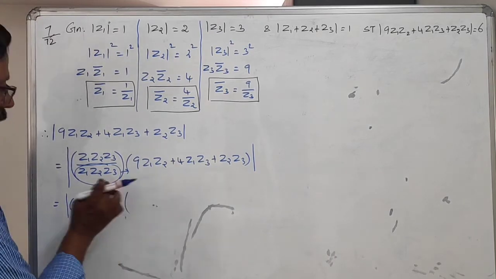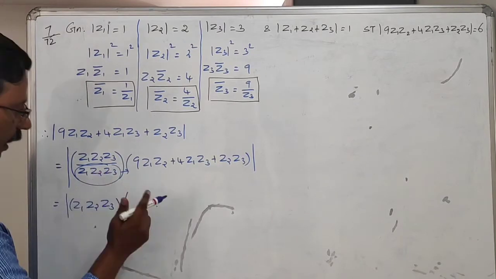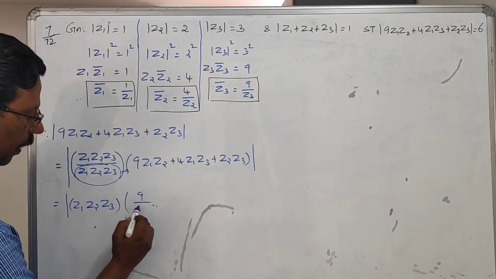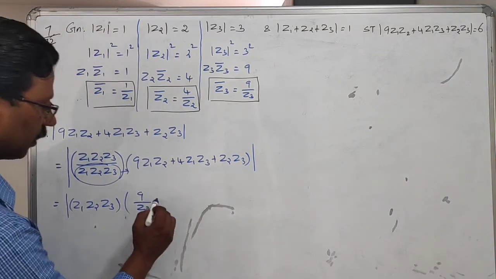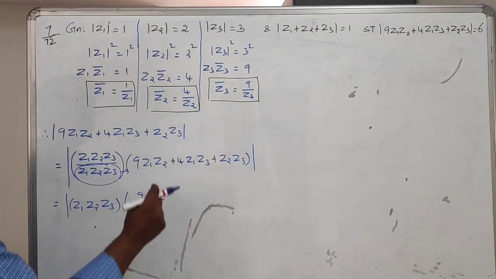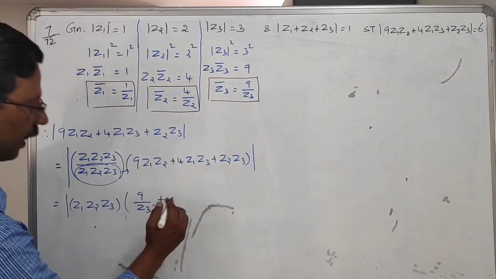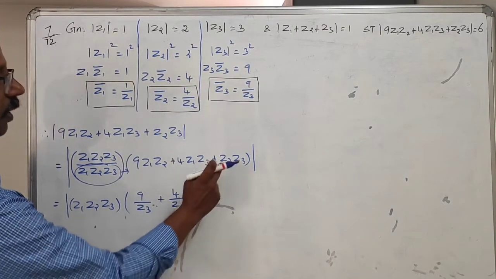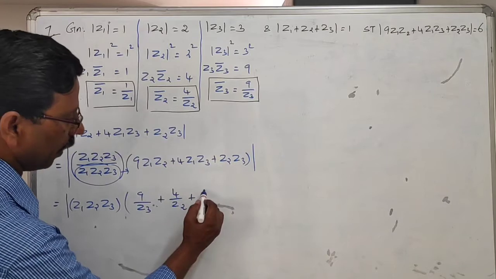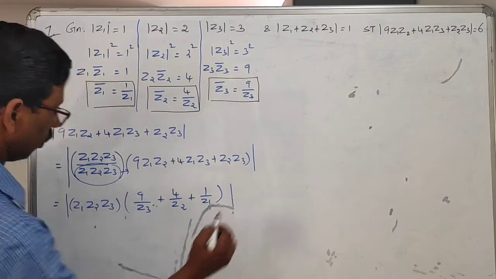Then you divide this one by Z1 and Z2, getting Z3. Therefore, you can write 9 by Z3. Then plus here, Z1 Z3 goes in, getting Z2. Therefore, you can write 4 by Z2. Then plus Z1 Z3 means 1 by Z1. Now you close the modulus.